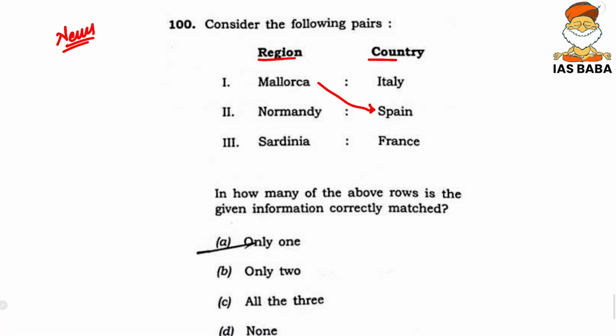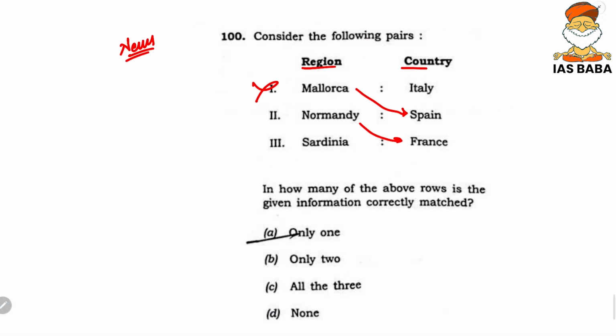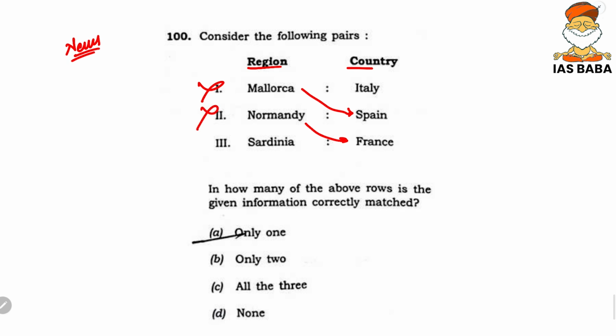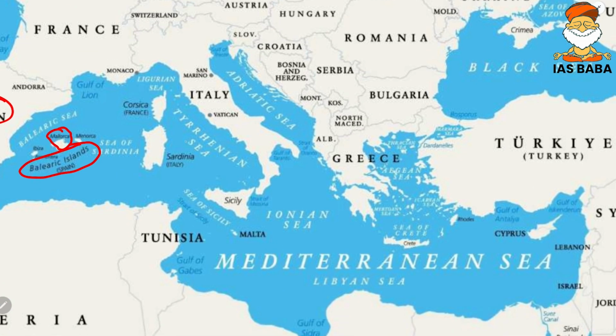So this is incorrectly matched. Normandy is a part of France. Here it is not mentioned, but somewhere in the north of France, Normandy is present. So this is also incorrect. And Sardinia, a very important island for Italy, is also incorrectly matched. You can see over here Sardinia belongs to Italy.